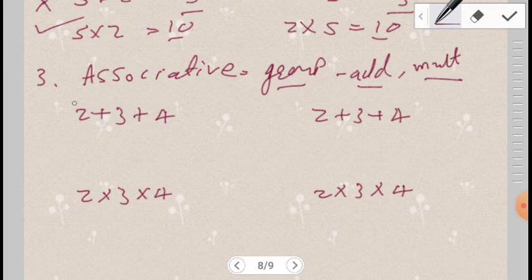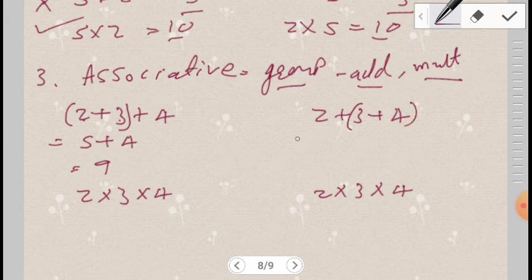So if I make a group of 2 and 3, its answer is 5 plus 4, which is equal to 9. On the other side there is also 2 plus 3 plus 4, but we will change the group here. So 2 plus 7, 7 plus 2, is 9. By changing the group, that means 2 and 3 in the first group, in the second group we have changed it to 3 and 4, but still there is no change in the answer.